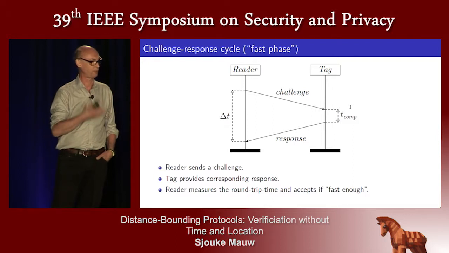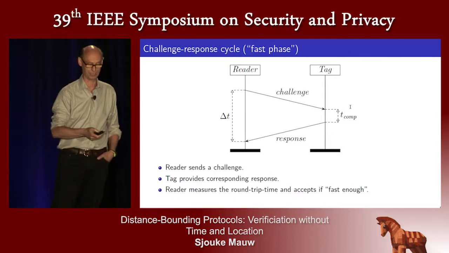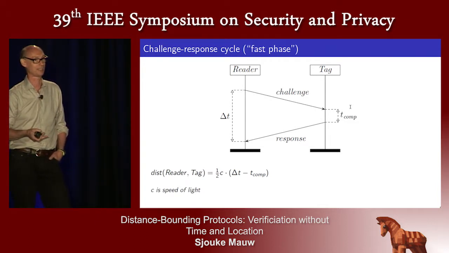Then the reader will, after finishing the protocol, accept the tag as being close enough if this delta t is smaller than a certain threshold. And let's see how we can calculate the threshold. There's a very simple law, and that's the law that information cannot travel faster than light. So if we say c is the speed of light, then c times the pure time that the message was traveling, so that's delta t minus the computation time of the tag, and then divided by 2 because it's a two-way message, will be the distance between the reader and the tag. It's a very simple formula.